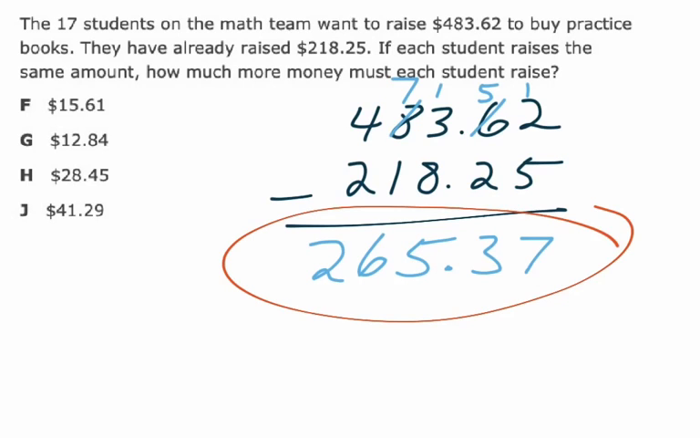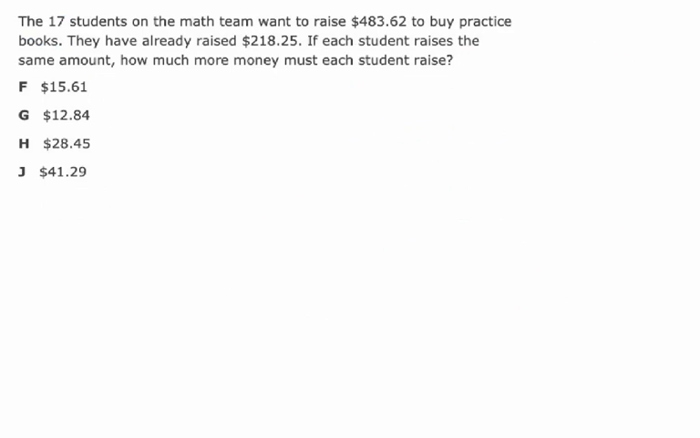Now, that's not the answer because 17 students are going to raise this money right here, and they're all going to raise the same amount. If each student raises the same amount, how much more money must they raise? So $265.37, there are 17 students. 17 students, so we need to divide. So $265.37 divided by 17.